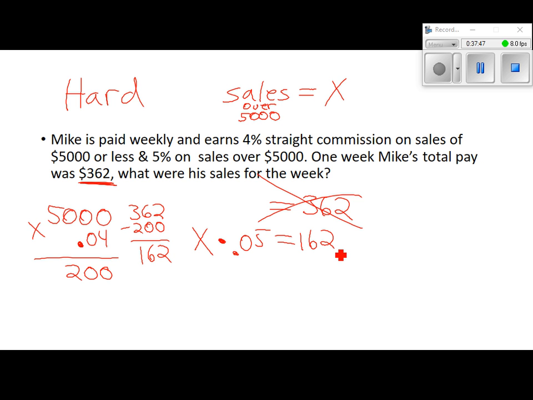Now what? How do you solve that? How do you solve for X there? If you're multiplying by something, how do you solve for X? Divide by that number, right? So what am I going to divide both sides by? 0.05. Listen closely.